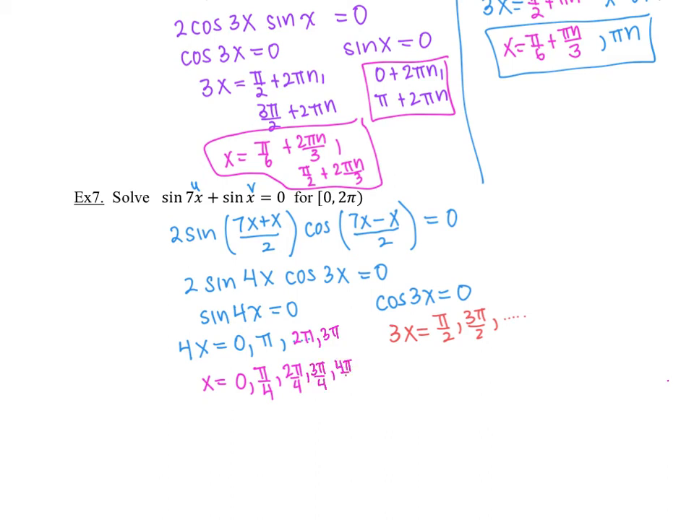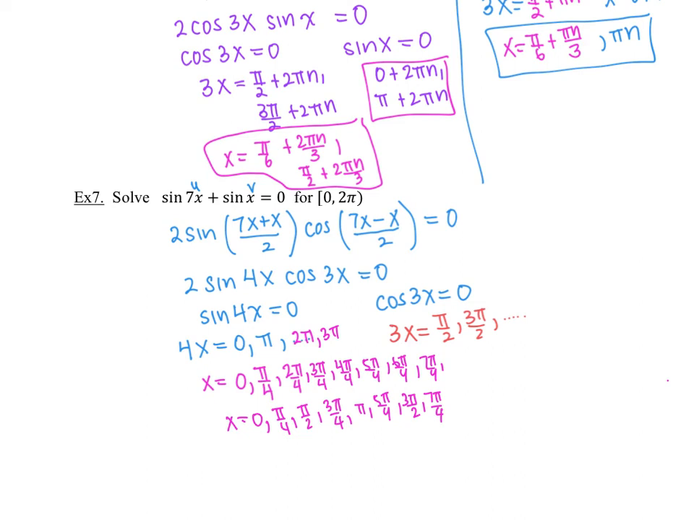What if I did 4 pi over 4? That's also okay. 5 pi over 4, 6 pi over 4, 7 pi over 4, 8 pi over 4. 8 pi over 4 is 2 pi. That's too high because there's a parenthesis on 2 pi and it can't equal 2 pi. But all these other answers are valid answers. I'm going to simplify them and then look at my cosine equation. So 0, pi over 4, pi over 2, 3 pi over 4, pi, 5 pi over 4, 3 pi over 2, and 7 pi over 4.